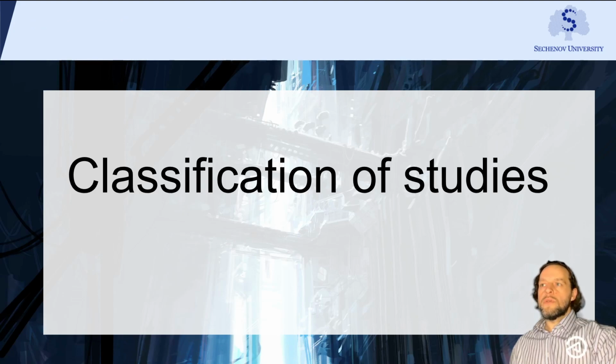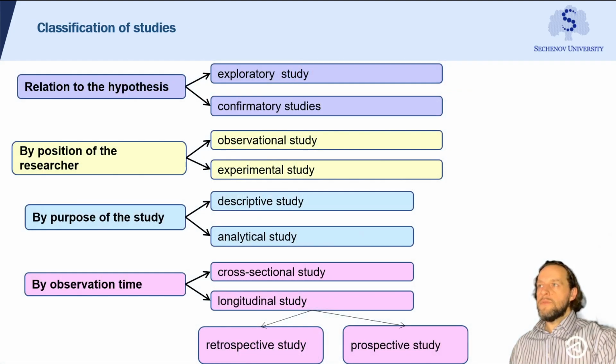Let's talk about classification of different types of studies. In relation to hypotheses, it will be exploratory studies or confirmatory studies. By position of the researcher, it will be observational studies or experimental studies. By purpose of the study, it will be descriptive study or analytical study. By observation time, it will be cross-sectional study or longitudinal study. And longitudinal studies are divided into retrospective studies and prospective studies.